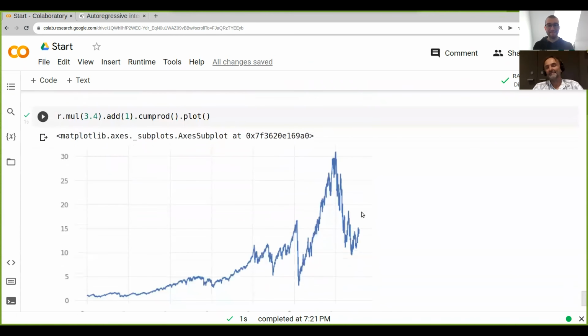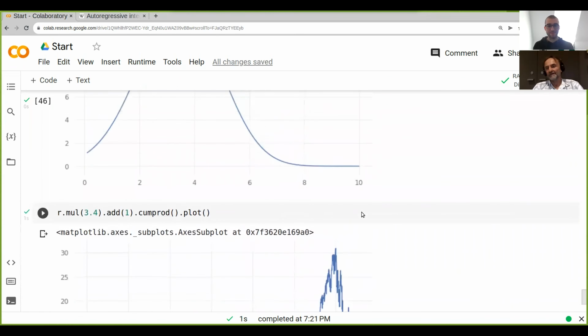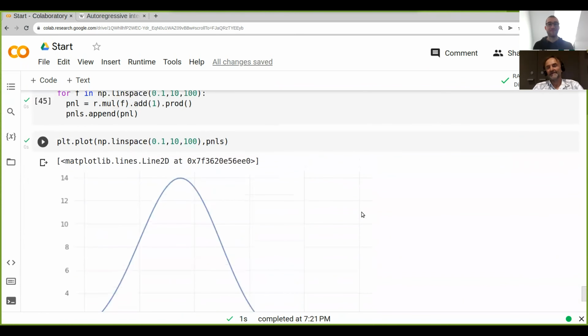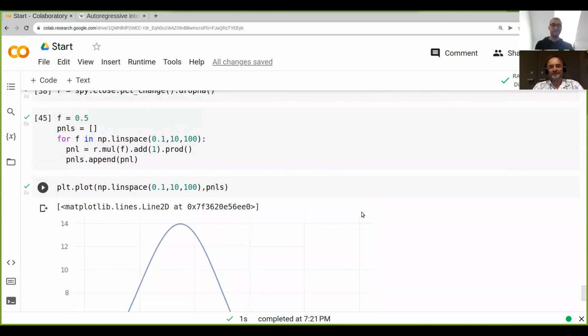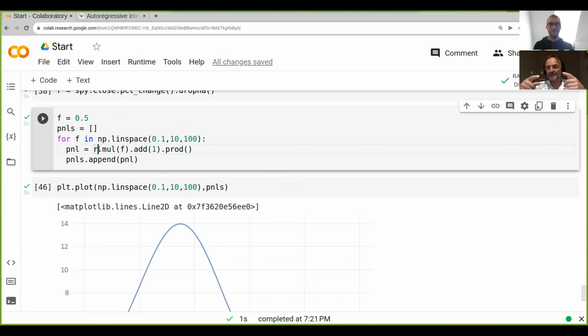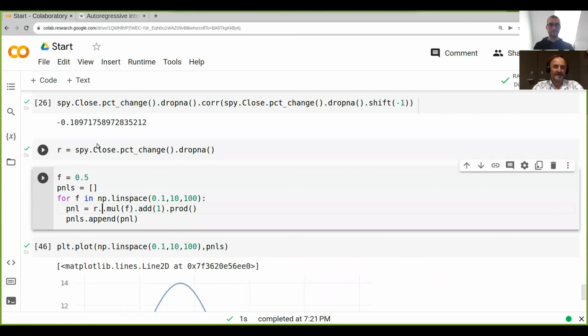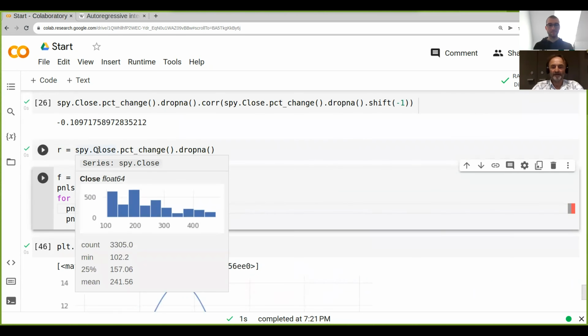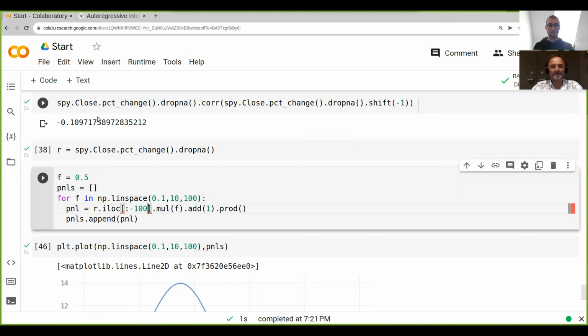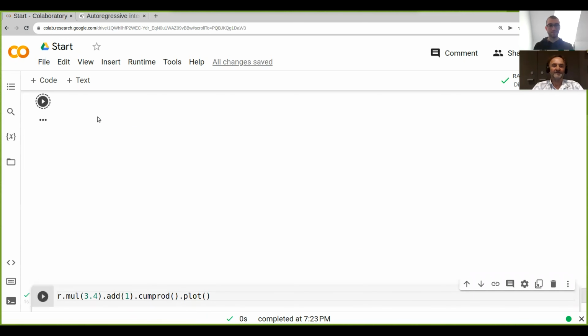And the other problem is, you couldn't have known this in advance, right? So let's just do this. And instead of getting the optimal fraction for the whole period, we go back and we exclude the last, let's just say 4 years, which is 1,000 trading days. So we go dot iloc. And we go until minus 1,000. So we exclude the last 1,000 trading days. And then let's see what this gives us.